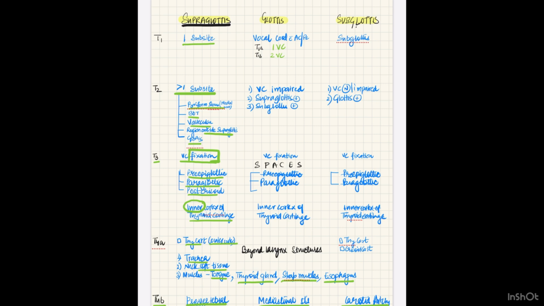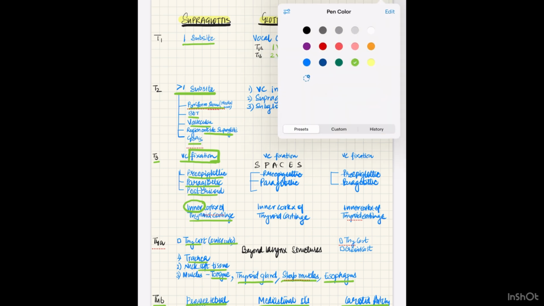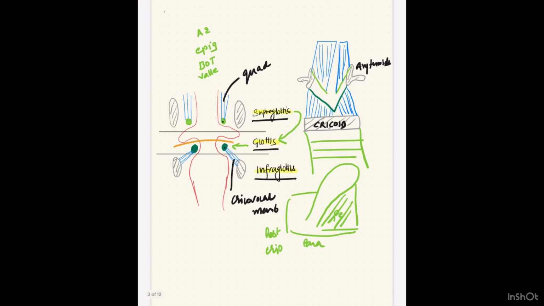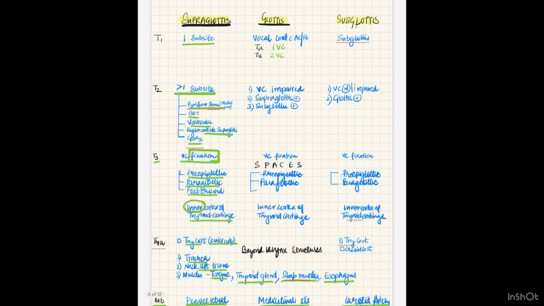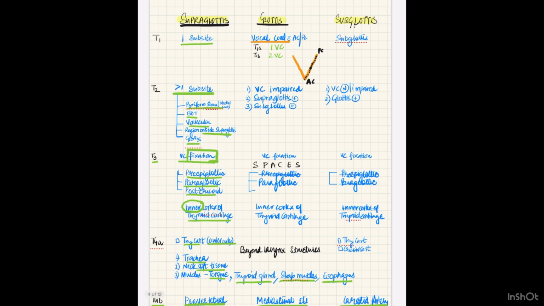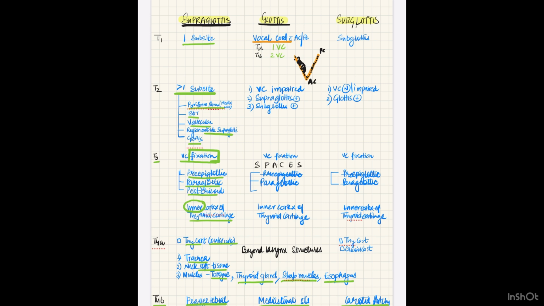Okay. Now let's come to our glottis part. So what happens in glottis? What do we have in glottis? We have this. What are these? These are our vocal cords. So vocal cord involvement. Okay, this is your anterior commissure and this will be your posterior commissure here. So T1 is divided into two, T1A and T1B. In T1A, only one vocal cord is involved. So that vocal cord can be involved either here, or it could be that the entire vocal cord is involved, involving the anterior commissure or posterior commissure. T1B will be both the vocal cords involved. Okay, so there will be a lesion on both the vocal cords, but they are mobile. They are mobile, but the lesion has started.